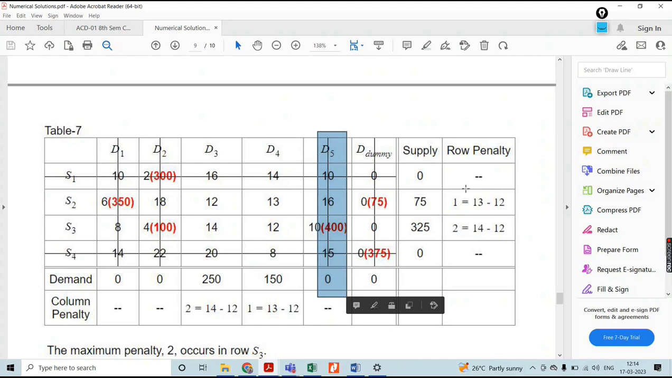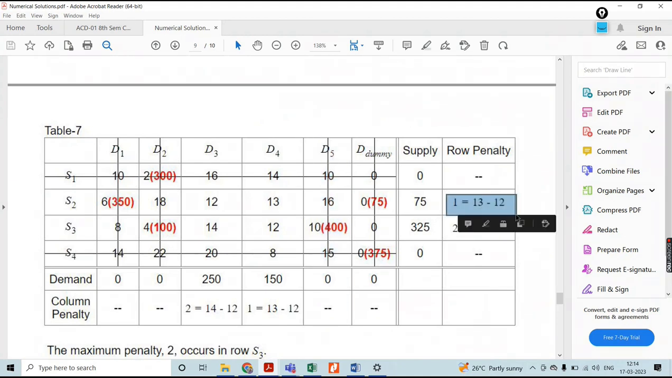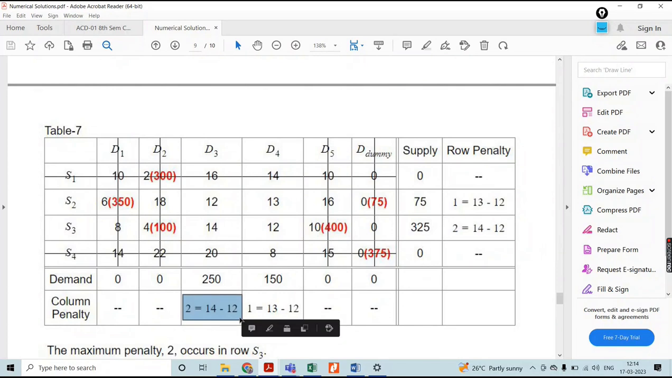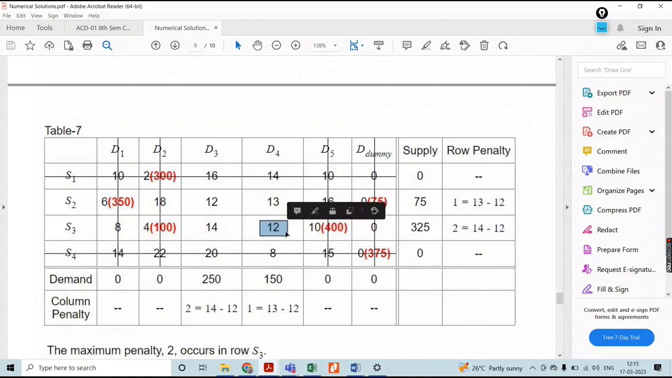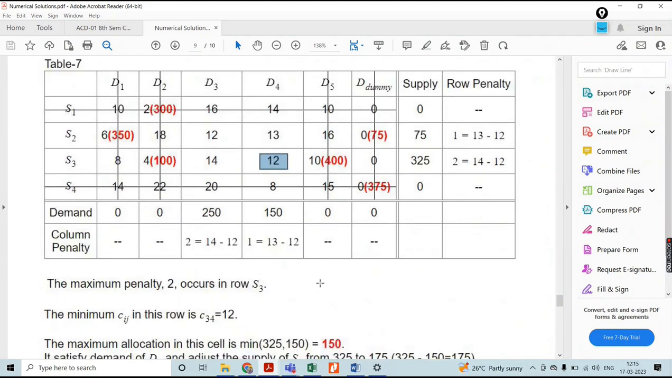Next, what happens? 13 minus 12, penalty evaluation 1. Then 14 minus 12, 2. Then 14 minus 12, here also 2. Then 13 minus 12, 1. Which is the highest penalty here? 2. Here also 12 is there, here also 12 is there. Least cost, both exist. But whichever makes sense to allocate the maximum quantity corresponding to the demand, you can choose. You can keep that in your mind.